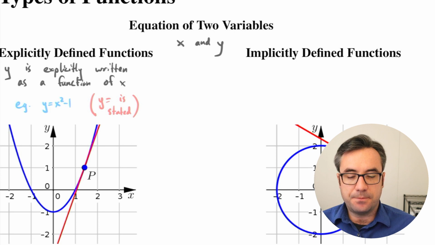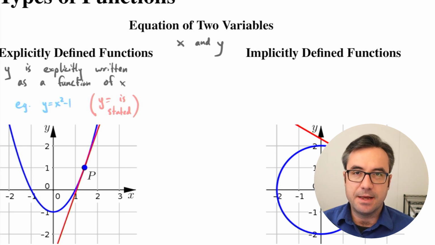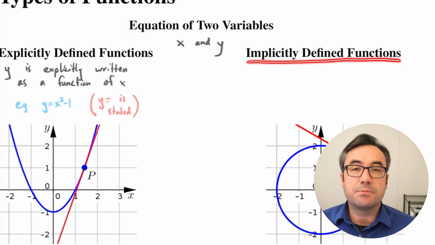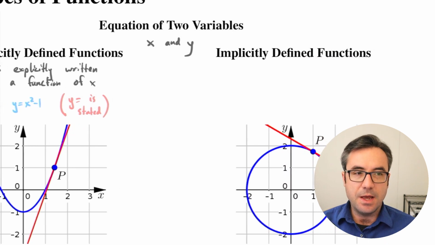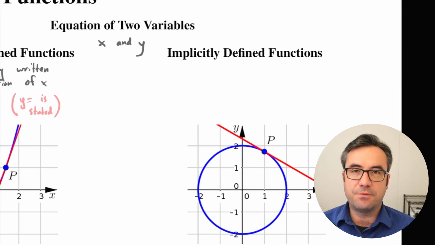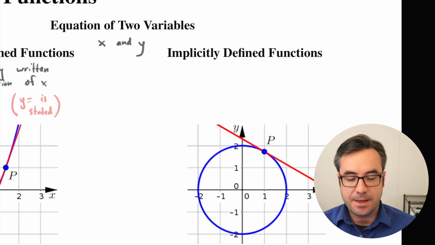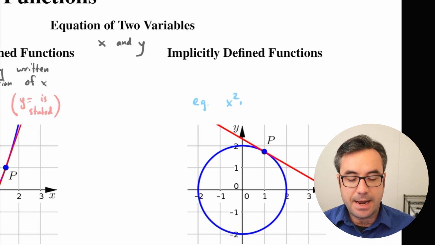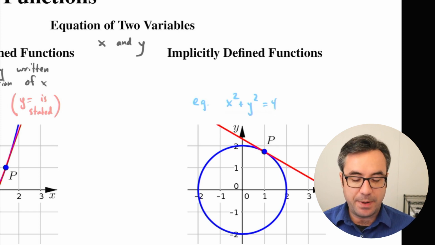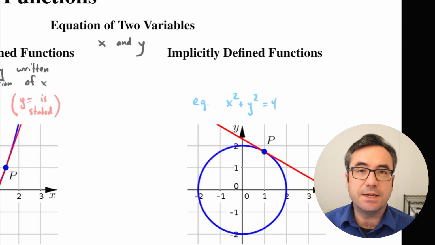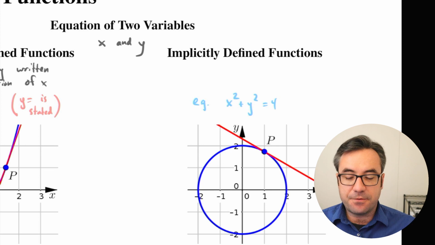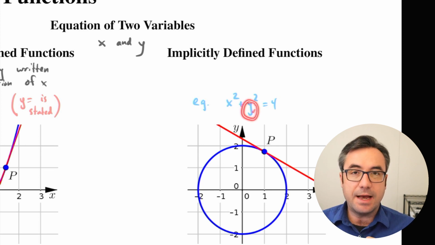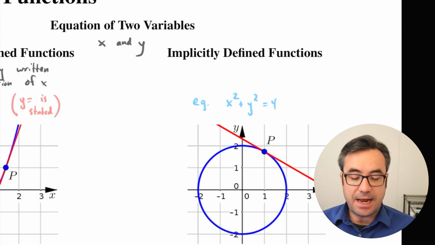Now the other type of function we're going to be looking at, and this is the main focus of this lesson, is what we're going to call implicitly defined functions. Let's start with what an example of something like this might look like. It's going to involve an equation involving both x and y. The key difference, based on this graph below, is x squared plus y squared equal to 4. We're going to view y as a function of x, but now this is not in the form y equals.